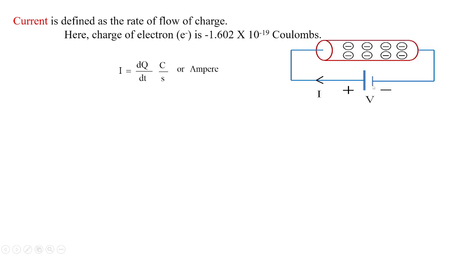You can see you have a battery over here which makes the current flow through this particular conductor, where you have these electrons which are marked as negative in symbol. So when a current flows, the charge particles are attracted towards the positive terminal of the battery.